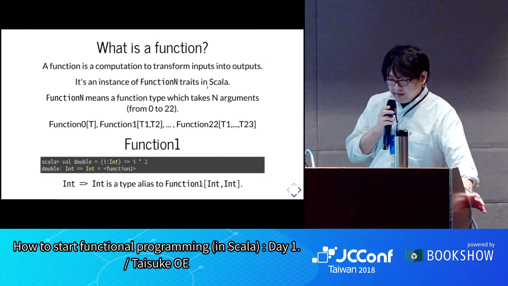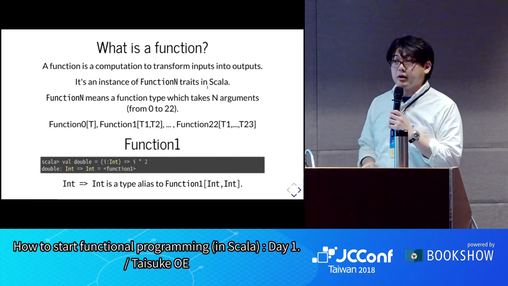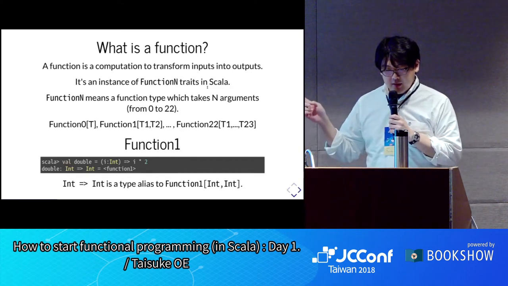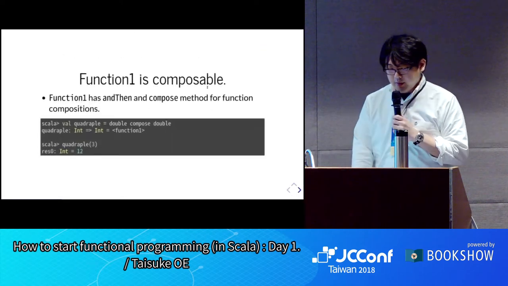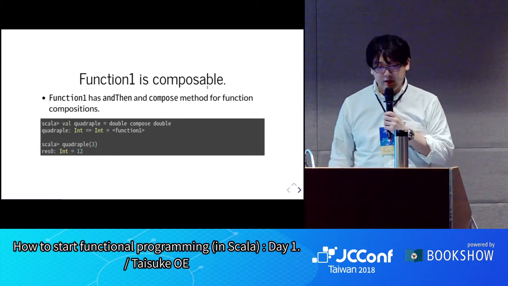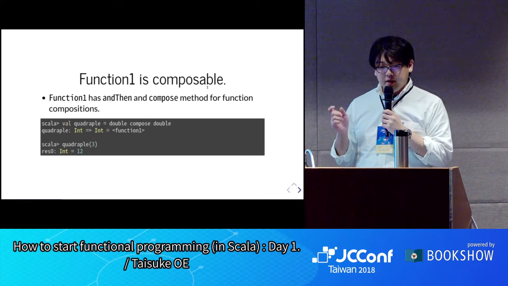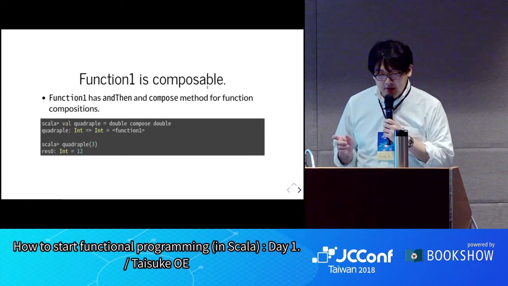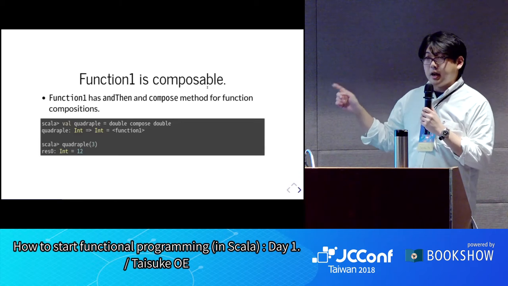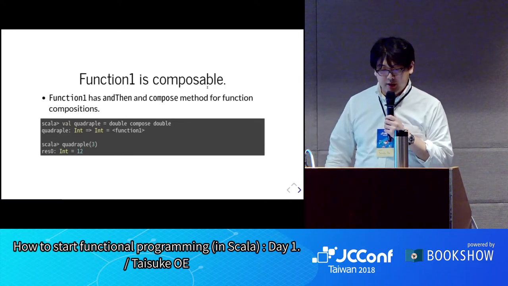The sample code is an instance of Function1. It is a one-argument function, taking an integer argument and returning a double. Very simple. Int arrow Int is just a type alias to Function1. Function1 is obviously composable because it has composing methods like andThen and compose. Both methods take a Function1 argument, then return a composed function. So double compose double means quadruple, just passing the result of the first double into the next double function.